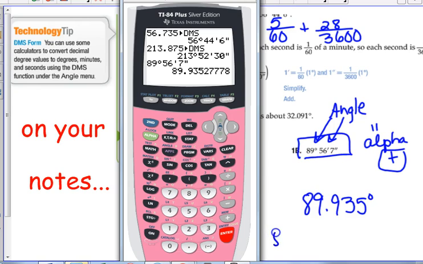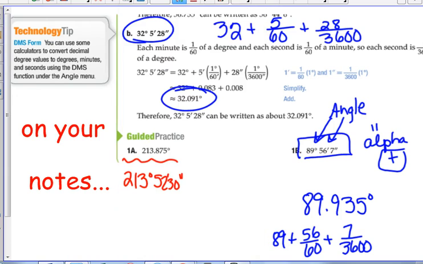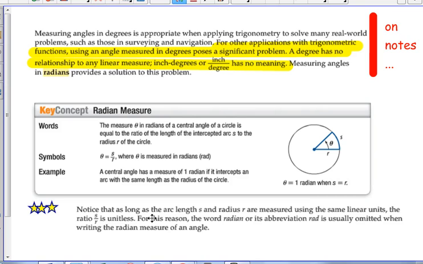I still think it would have been faster to go 89 plus 56/60ths plus 7/3600ths. But that's just because I had to memorize all that junk, and we used to do a lot of those kind, and we don't anymore. Everybody okay? So, may want to review that before quiz sometime, but it's really pretty easy.